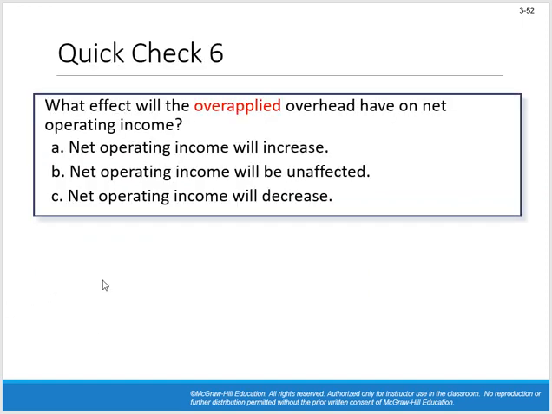So how about this? Quick check 6. What effect will the over-applied overhead have on net operating income? And let me clarify that a little bit. What effect will the adjustment to get rid of the over-applied overhead have on net operating income? Pause for a moment while you think about it.